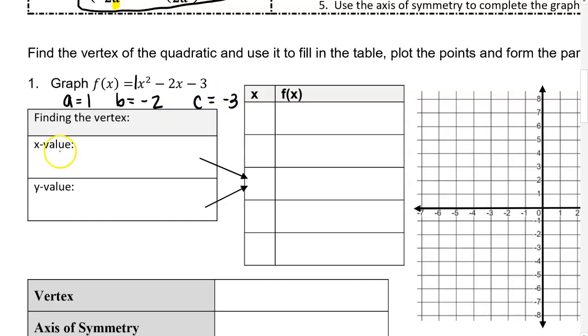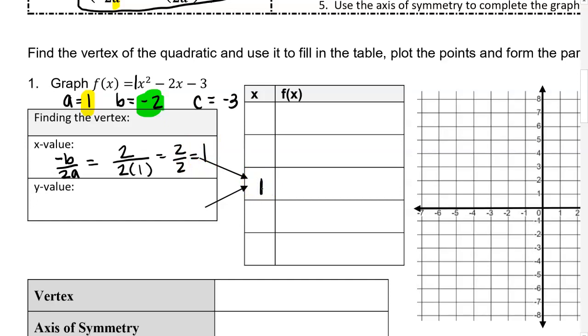The formula to find the x value of the vertex is the opposite of b over 2a. Notice I say opposite of b. That reminds me that if my b value is already negative, I want the opposite of that in the numerator. So if my b value is negative 2, the opposite of b is positive 2 over 2 times 1. A value is 1 here. So I get 2 over 2, which is 1. This is the x value of my vertex.